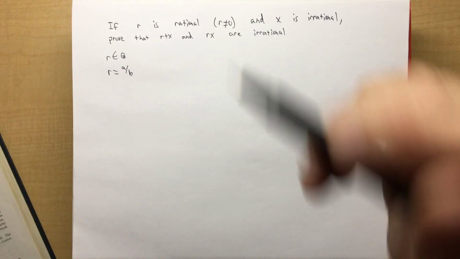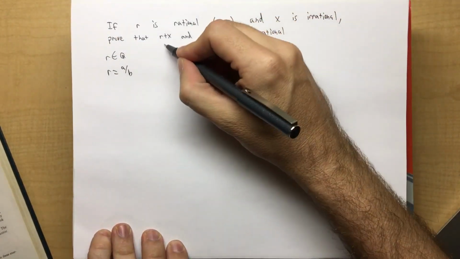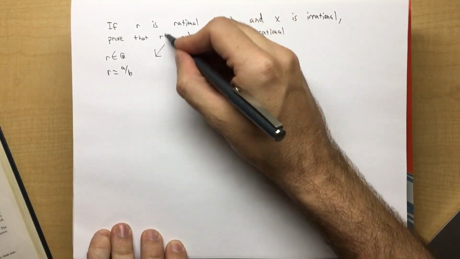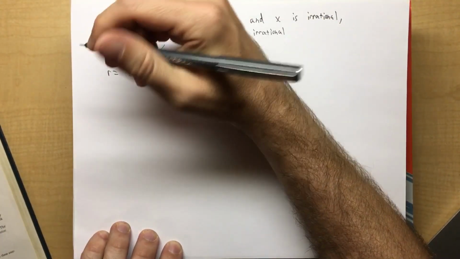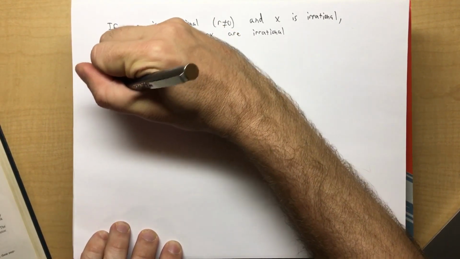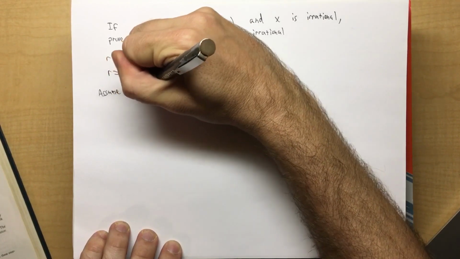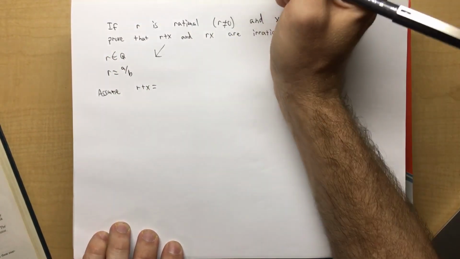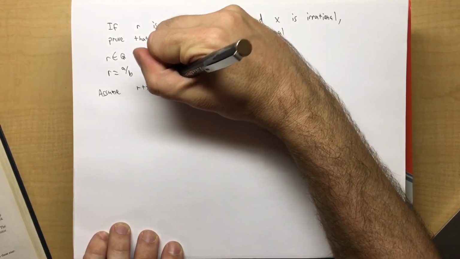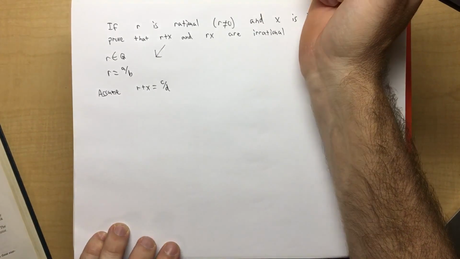So this right here is the r plus x. We're going to prove that this is irrational first. So it's going to be proof by contradiction. We're going to assume something that is false: r plus x is rational. So that's going to be something like c over d, some rational number.